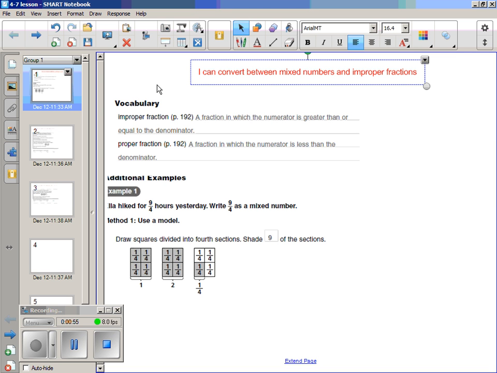Are we taking down notes or are we coloring? Because if we're coloring, that's not okay. If you're taking down notes, I'm okay with that. Thank you. That was a good choice.